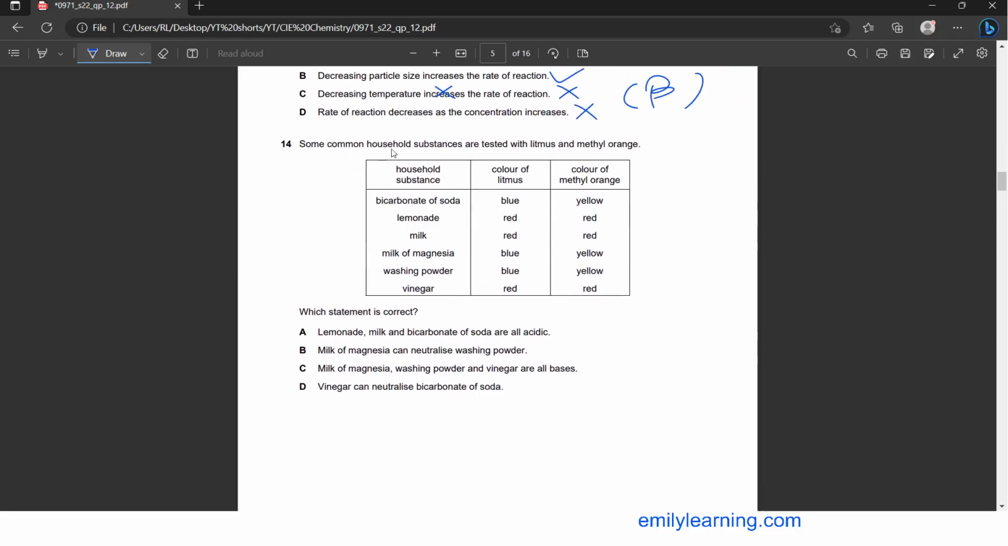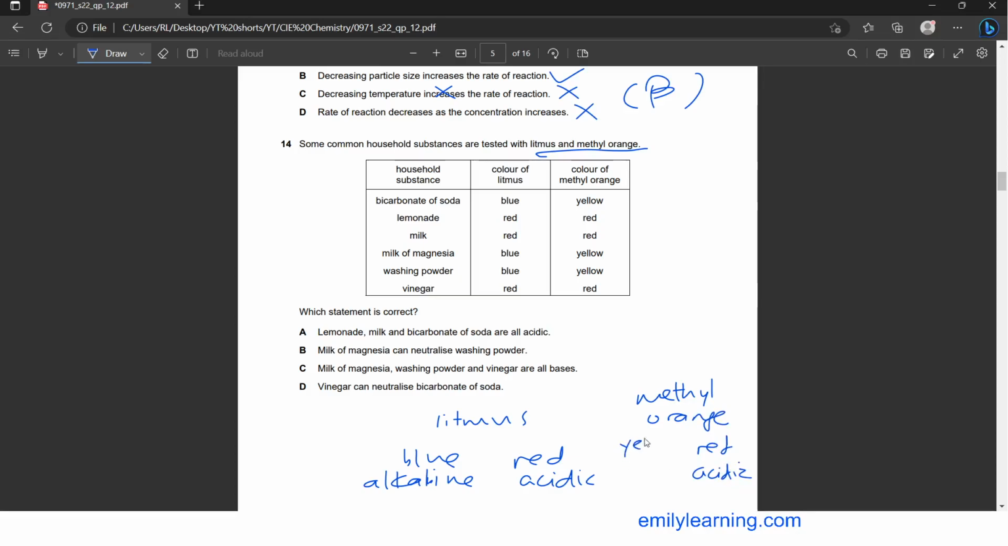Going on to question 14, some common household substances are tested with litmus and methyl orange. So now you have all these and they tell you the different colors. For litmus, we know that when litmus is blue, it is alkaline. When it is red, it is acidic. If it's purple, it is neutral. For methyl orange, it is red when acidic. It is yellow when alkaline. And basically, it's orange when neutral.